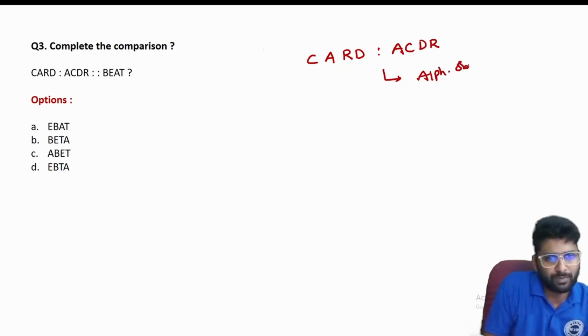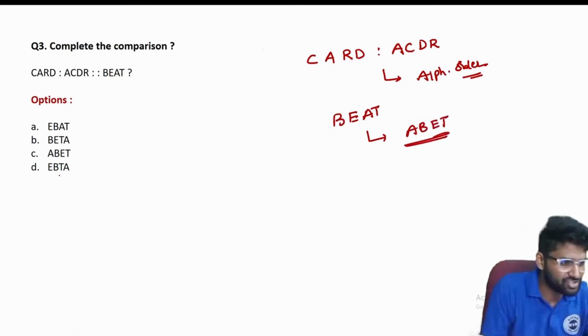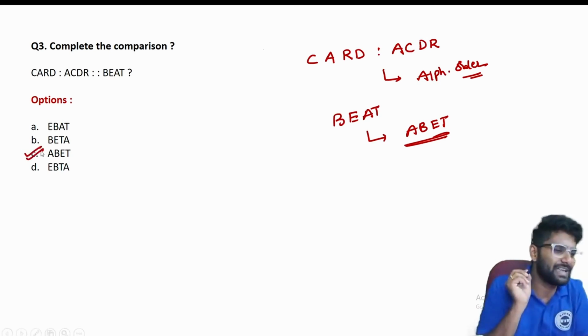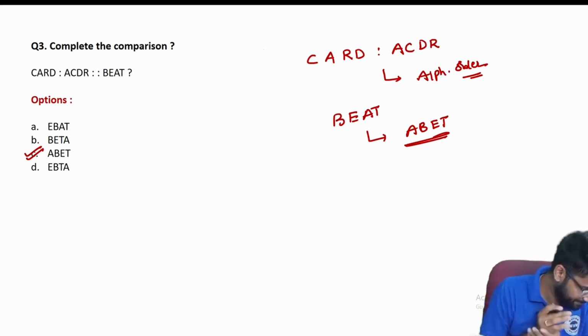So alphabetical position order. Now, if you apply the same thing for BEAT, then your answer must be ABET. Now, check your options, guys. ABET. Can I have this option? Yes, we have an option. Guys, it's completely according to the alphabetical order, the alphabetical position.